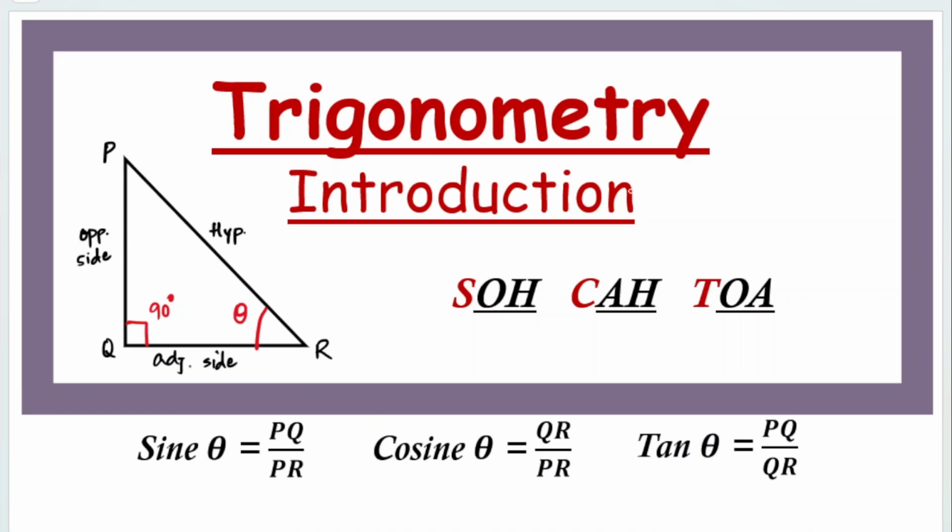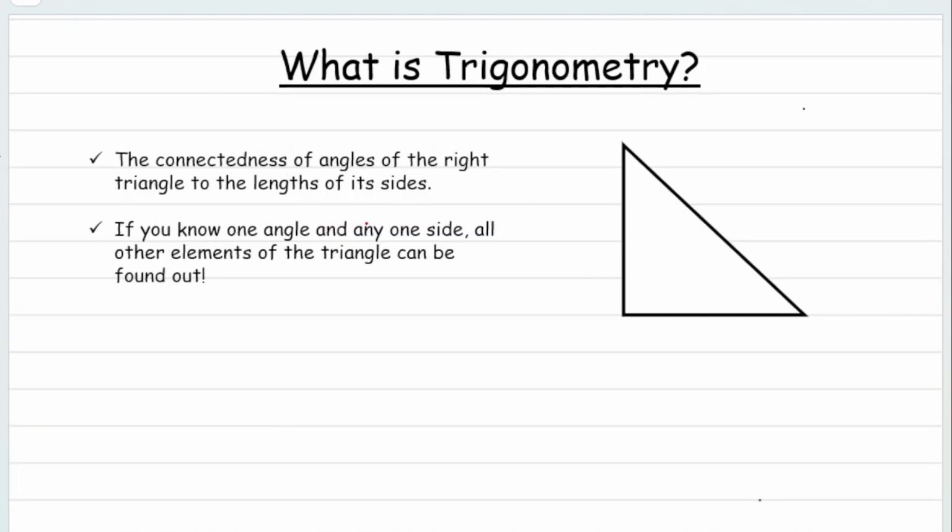Today we are starting trigonometry and the idea is actually very simple. So what is trigonometry? Trigonometry is all about using how the angles of the right angle triangle are connected to the length of its sides. And if you know any one angle and any one side of the right angle triangle, you can find everything else, meaning the other missing sides and the other missing angles. And that is the power of trigonometry.